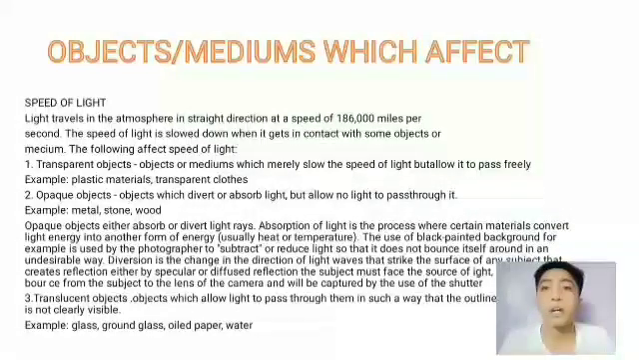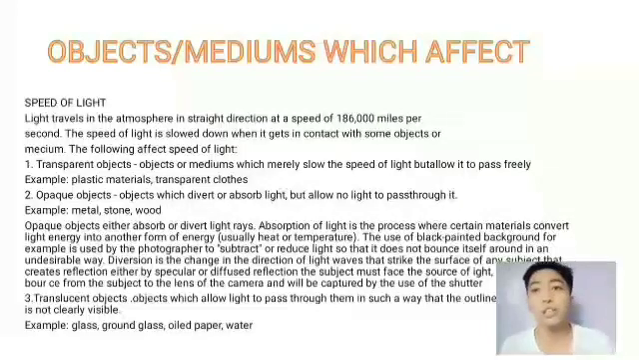Opaque objects either absorb or divert light rays. Absorption of light is the process where certain materials convert light energy into another form of energy. The use of a black painted background, for example, is used by the photographer to subtract or reduce light so that it does not bounce itself around in an undesirable way. Diversion is the change in the direction of a light wave that strikes the surface of any object that creates reflection, either by specular or diffuse reflection. The subject must face the source of light.